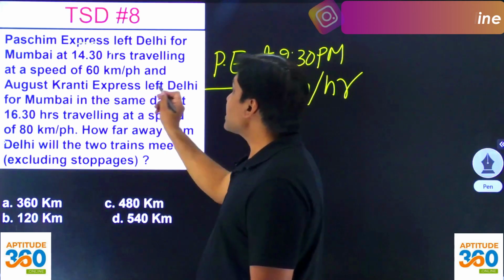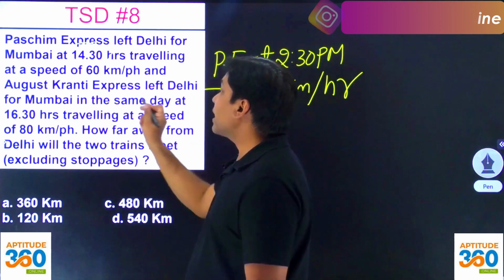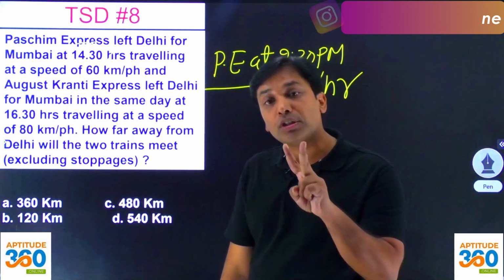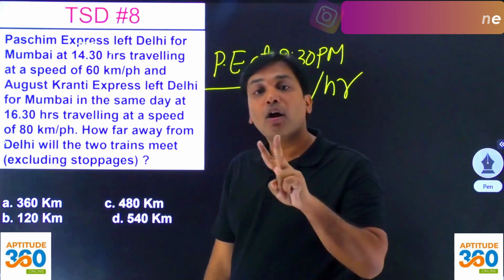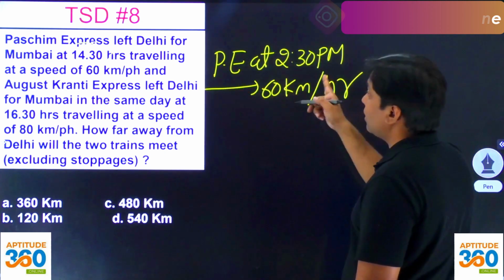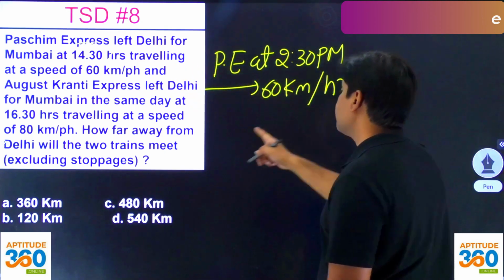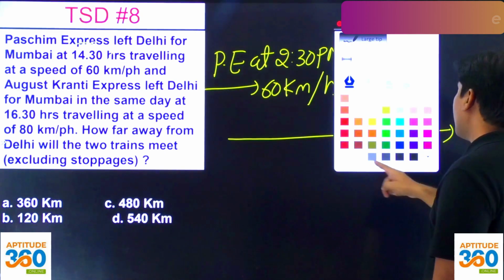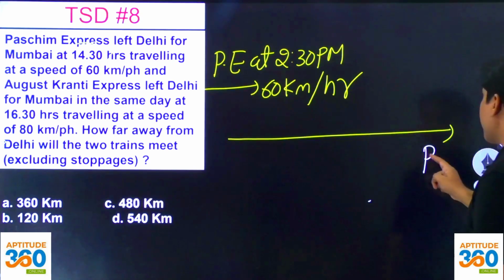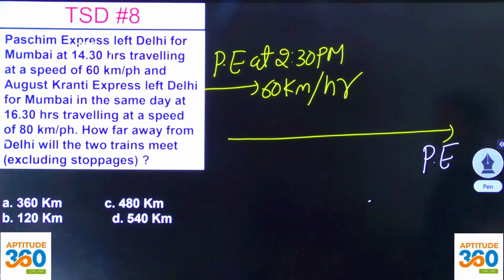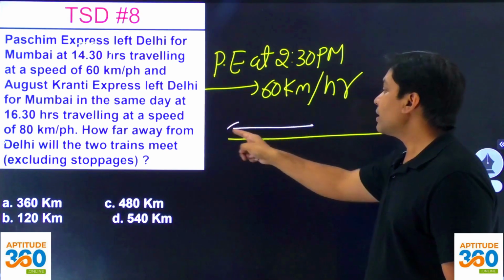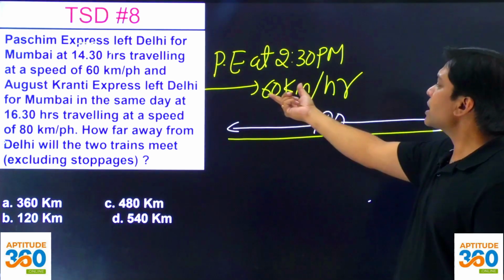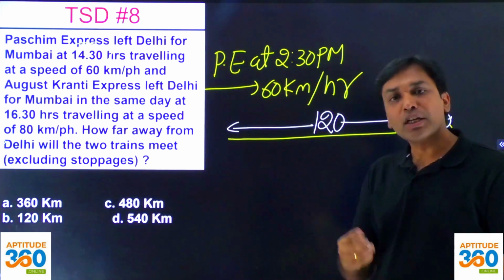August Kranti Express left Delhi for Mumbai in the same day at 4:30. So 2:30 to 4:30 only Pashchim Express has been running. तो ये होगा क्या यहाँ पे? Understand this. In 2 hours, Pashchim Express train will come over here. And कितना distance ये हो जाएगा? This gap is going to be 120 kilometers. Now you understand why this is going to be 120 kilometers. 60 into 2. 2 घंटे ही तो भागा.